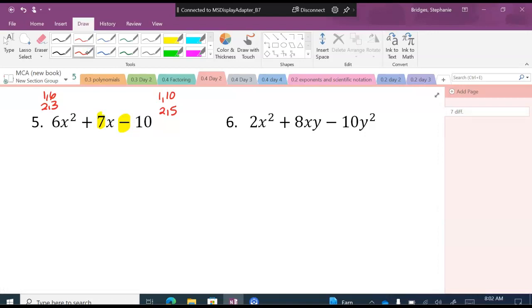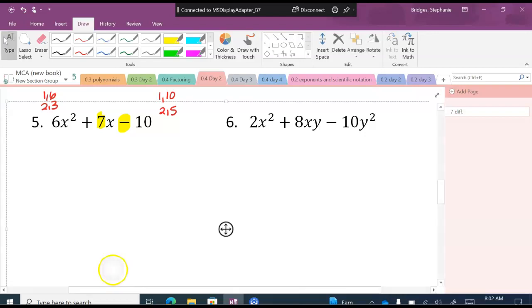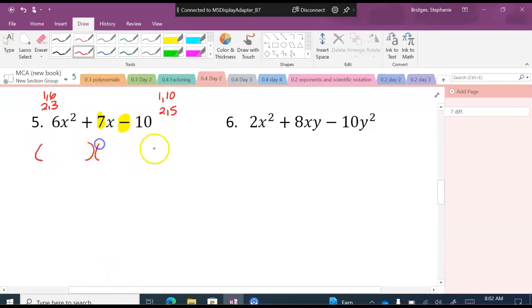My middle term is odd this time, right? So I can't use a pair of even factors. Do I have a pair of even factors anywhere? So that really doesn't help me. So what I have to do is decide with that first term, am I going to use 1 and 6 or am I going to use 2 and 3? First one, we use the 1 and the big number more often than we do with the last term. So I'm going to start with the 1 and the 6.